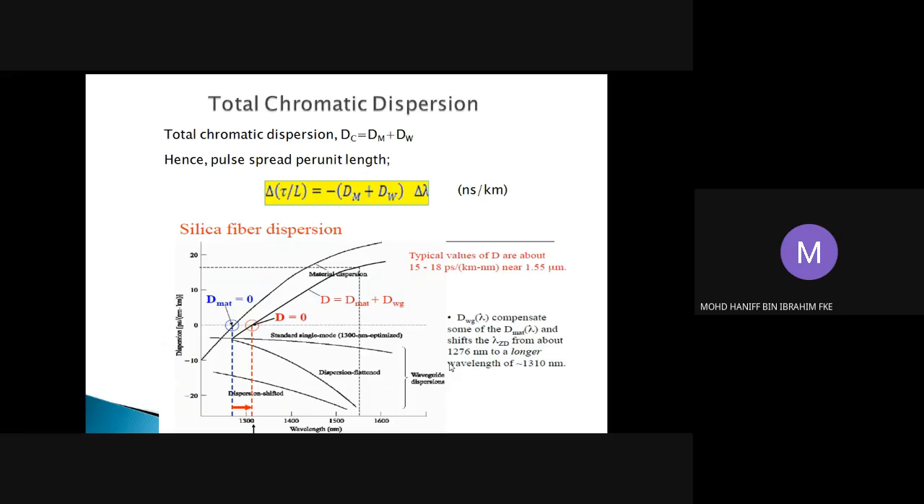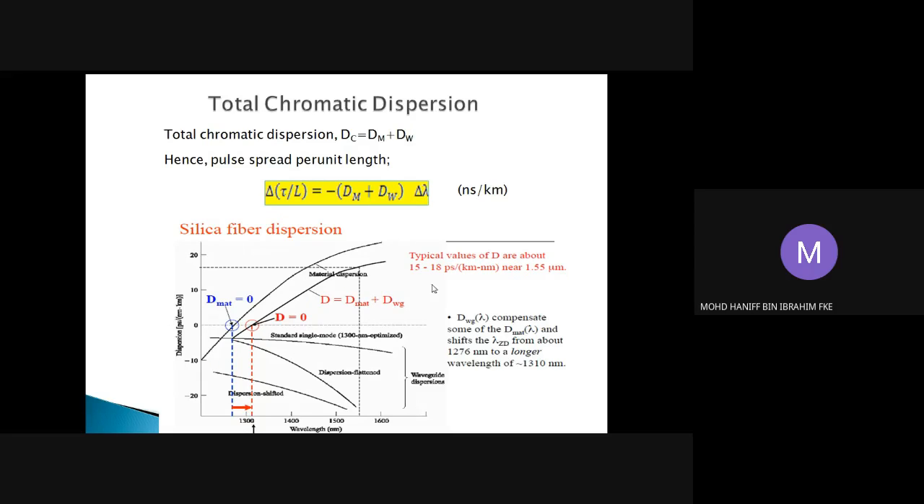In order for us to calculate the chromatic dispersion, in general the chromatic dispersion parameter DC equals DM plus DW. DM is the material dispersion parameter and DW is the waveguide dispersion parameter. From here, we can calculate the pulse spread per unit length by substituting the dispersion parameter, which is the summation of DM and DW, and this will give us the pulse spread per unit length.